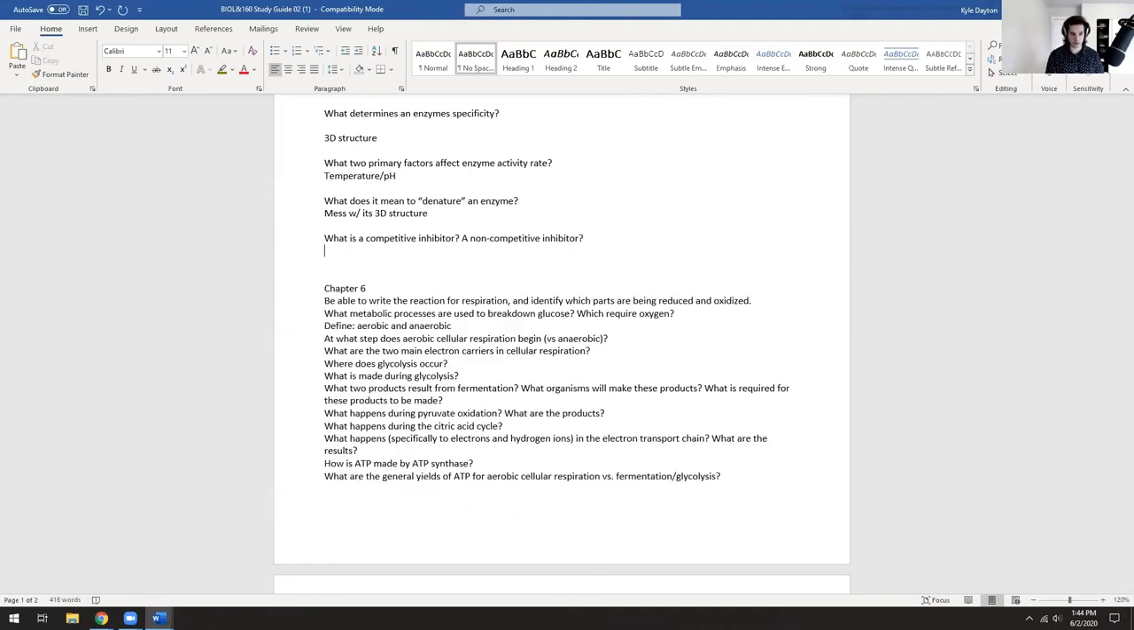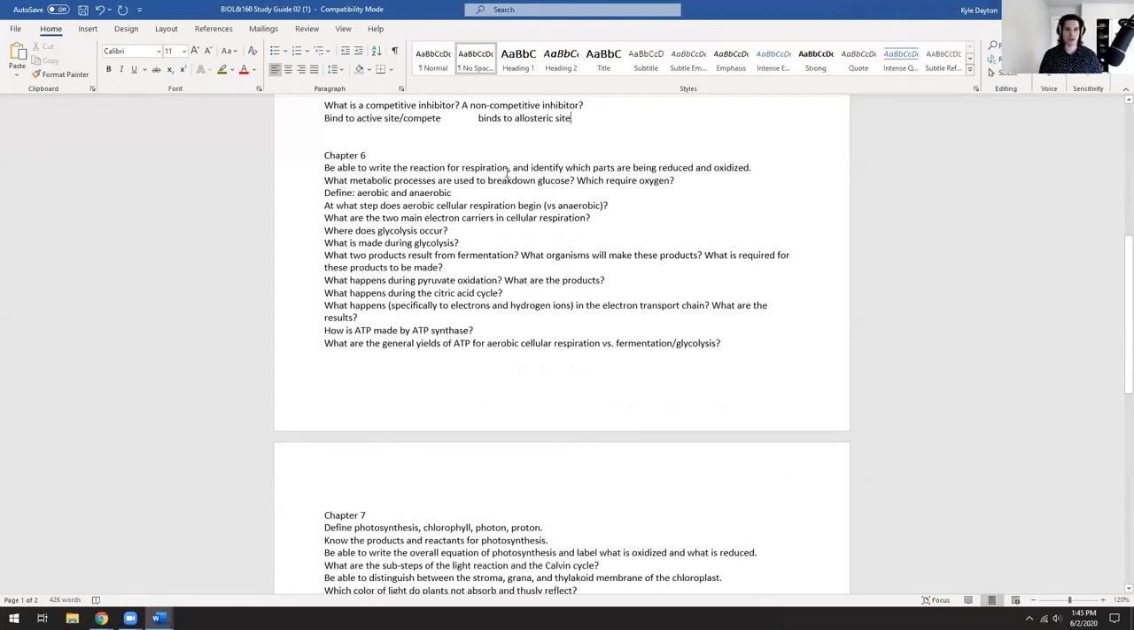What is a competitive inhibitor versus a non-competitive inhibitor? This will probably help you in the future if you go into the medical field. So competitive inhibitors, I'll write it right underneath. They bind to the active site and compete for the substrate. Non-competitive inhibitor binds to an allosteric site. And remember, when you bind to that site that's not the active site, it changes the three-dimensional shape of the active site so that the substrate, its natural substrate, cannot bind anymore.